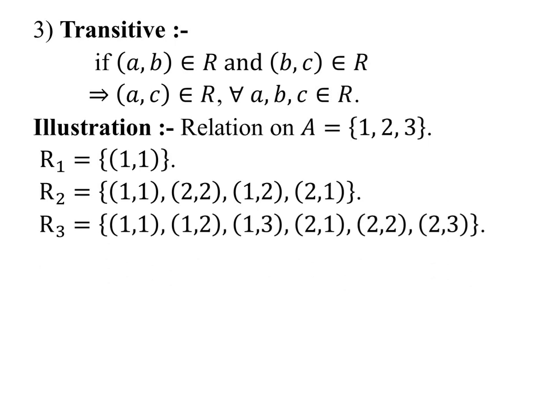Next R3. Check every pair. Okay. (a, b), (b, c) and (a, c), all pairs are checked. Okay. R3 is equal to (1, 1), (1, 2), (1, 3), (2, 1), (2, 2) and (2, 3). So here (1, 1) and (1, 3), the answer is (1, 3). (1, 1) and (1, 2), the answer is (1, 2). So (1, 2) is in R3.